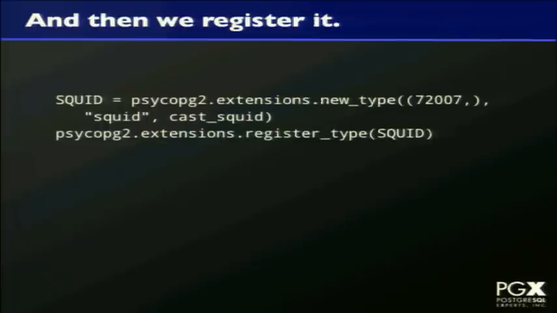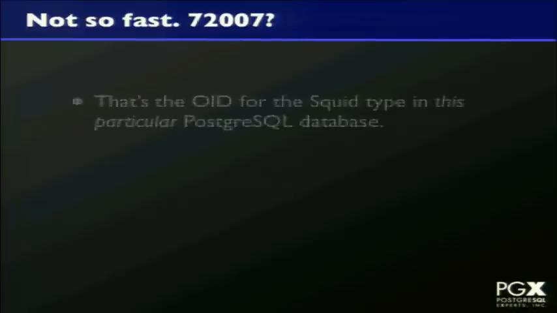And then you register it. You say, okay, well, we'll just pass the 72007. I mean, what else would we pass in there? And a Squid and a cast and all that stuff, and we're done. Okay. Sorry. What's 72007? What is with that?